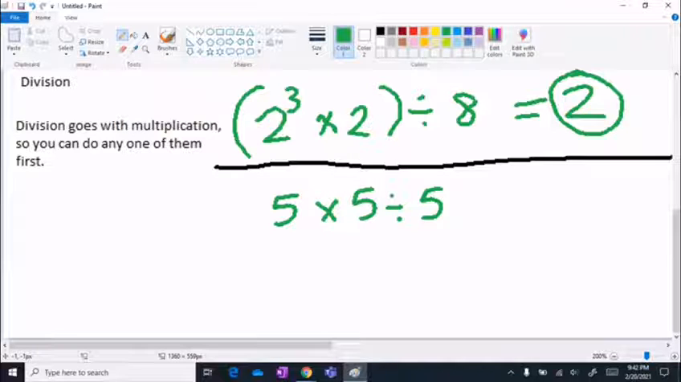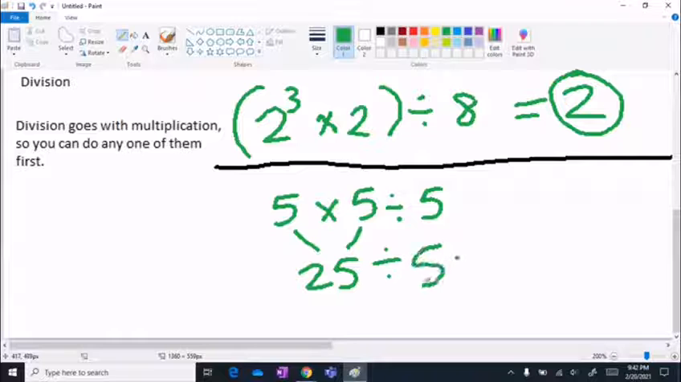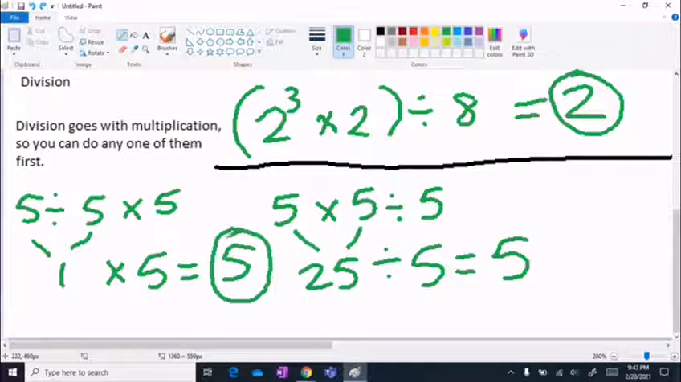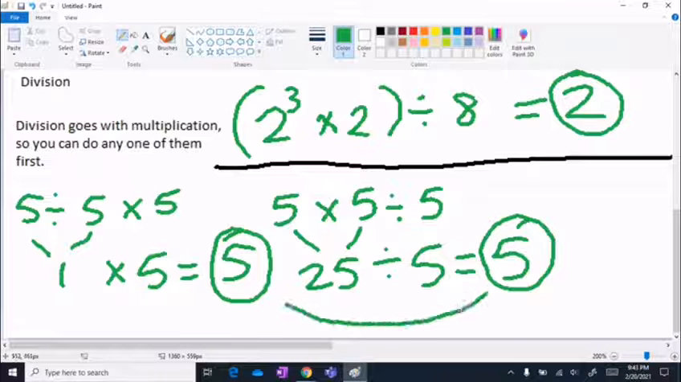5 times 5 is 25. And 25 divided by 5 equals 5. See, that was so easy. And if you were to do it the other way, 5 divided by 5 times 5, it's the same thing. 5 divided by 5 is 1, and 1 times 5 equals 5. So see, you get the same answer either way. Boom, we just did division.